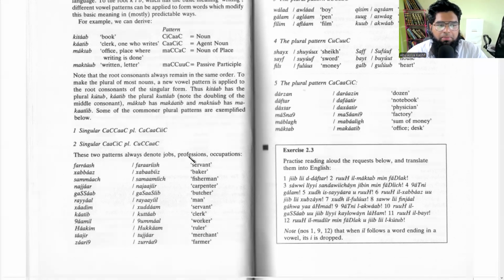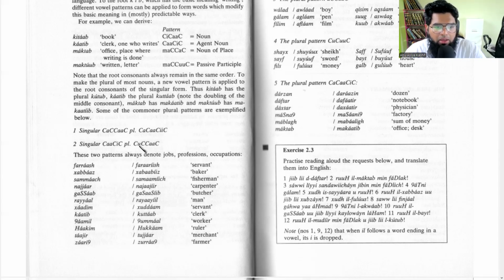These two patterns always denote jobs. This one and this one. Like farash, fararish. So fa'al, it's fa'il. So it's giving some pattern. If you want, you can guess. So khabbas, khababis, baker. Anyways, plurals should not be focused on so much in the starting, because first make sentences with singulars itself. And then you can think about making sentences with plurals. Samak, samamich, fisherman. Najajir, carpenter. Ghassab, ghassasib, butcher. Rayal, rayayil, man. Khadim, khuddam.